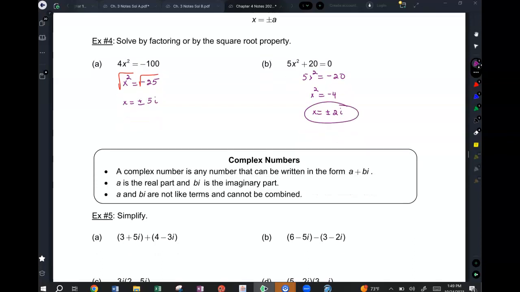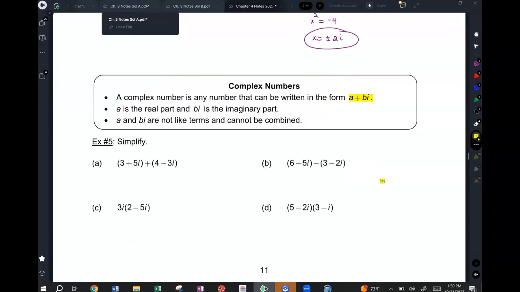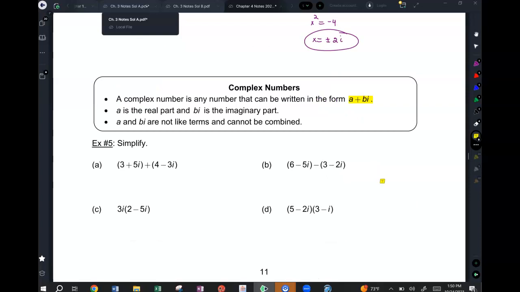These are purely imaginary numbers. Now, a complex number is any number that can be written in the form a plus bi. Math people are very specific, so a complex number is basically a combination of a real part and an imaginary part. It's always written in this order, a plus bi, the real part plus the imaginary part. So a is the real part, bi is the imaginary part. These are not like terms, they cannot be combined, and we always write the real one first.